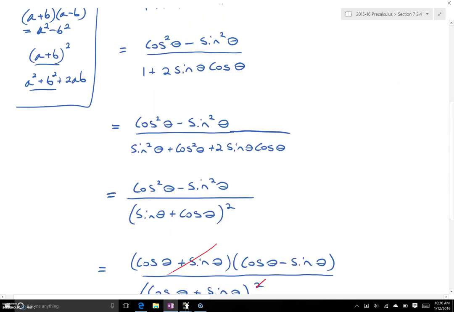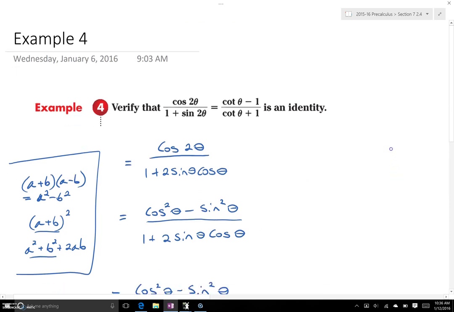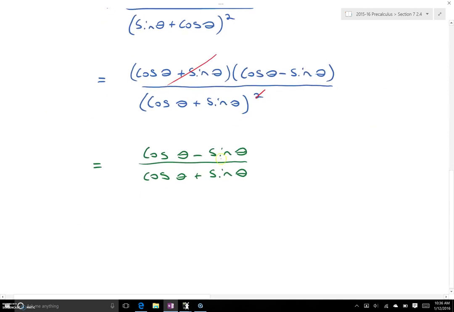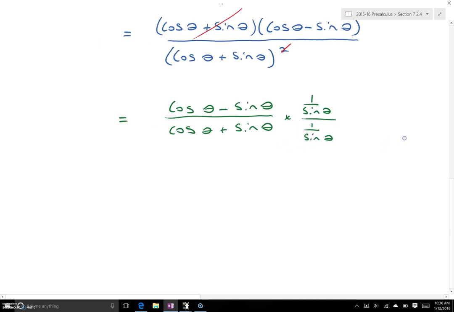Now, if we look at the original right-hand side, we can see we've got cotangent theta minus 1 and cotangent theta plus 1 on the top and the bottom. That's what we're trying to make this match. We do have the plus and the minus signs in the right spot. That looks good. But this term over here and this term here is supposed to be 1. So something we could try to do is make those terms equal to 1 by multiplying by 1 over sine theta on the top and the bottom.